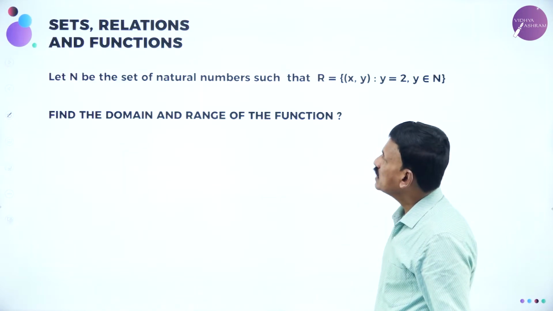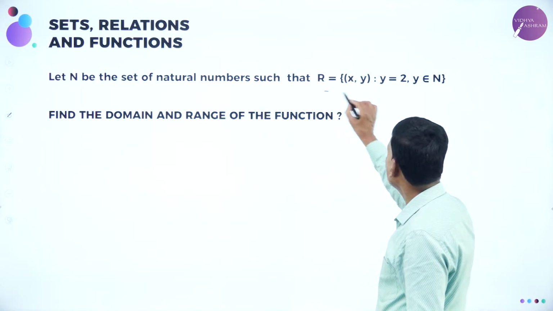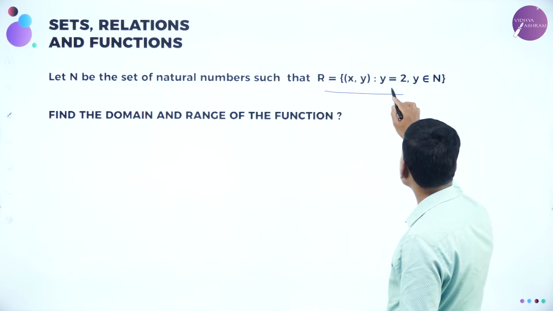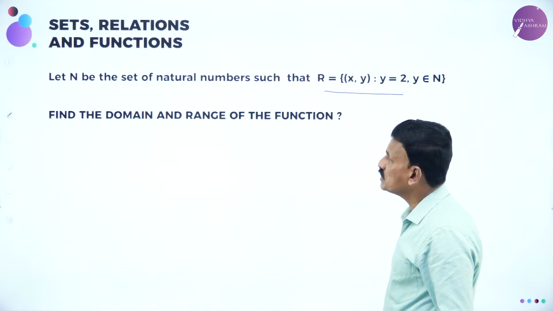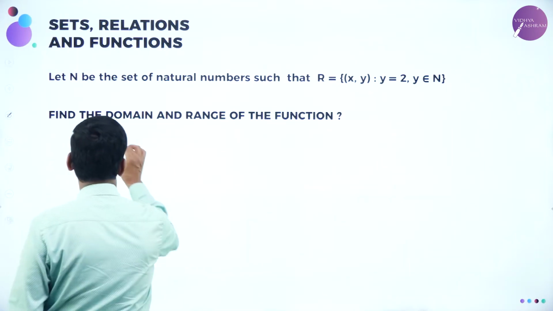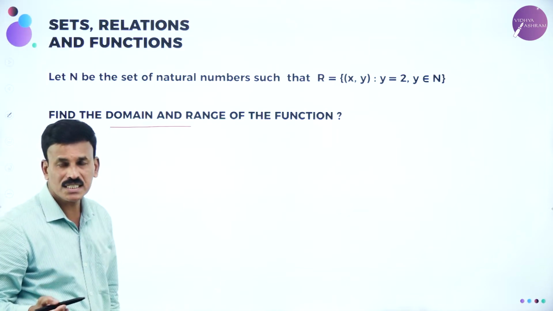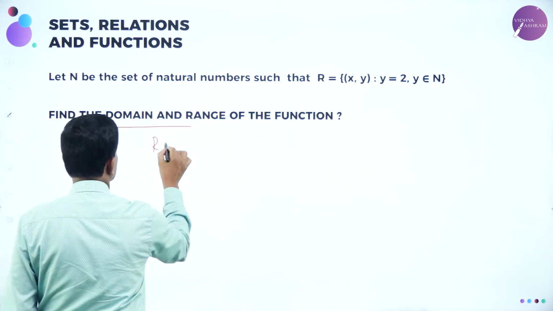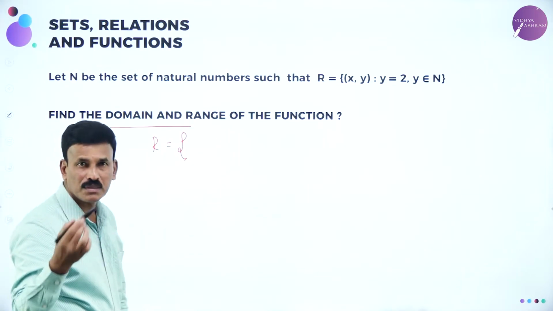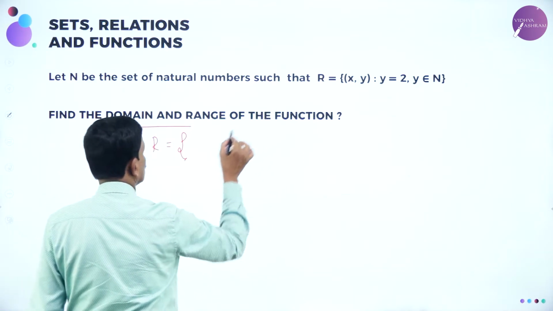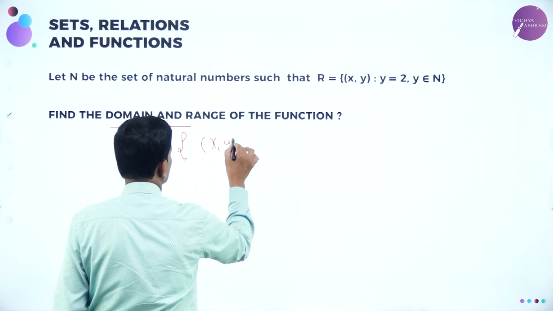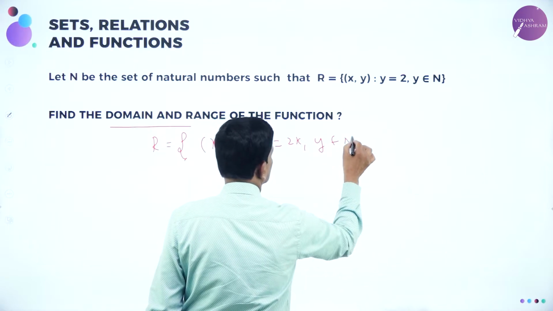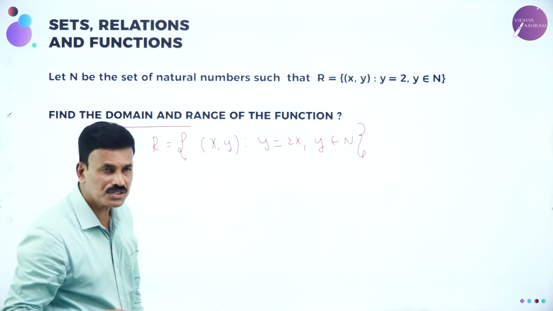Now let us come to the next. Let us take an example to find the domain and range of the function. Consider on the set of natural numbers a relation R given by multiples of 2 or multiples of 3 or multiples of 4. Now let us consider a relation R = {(x, y) such that y = 2x for all x belongs to N}. So we have to find the domain and range for this function.